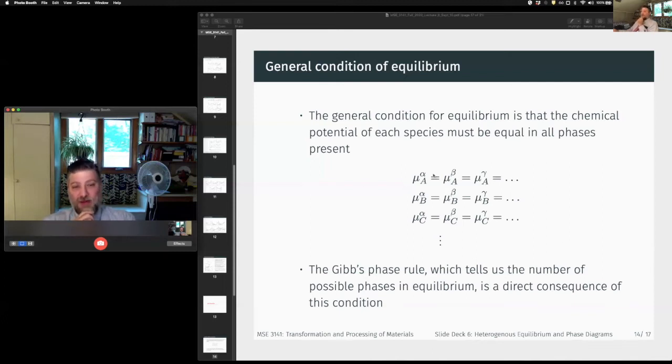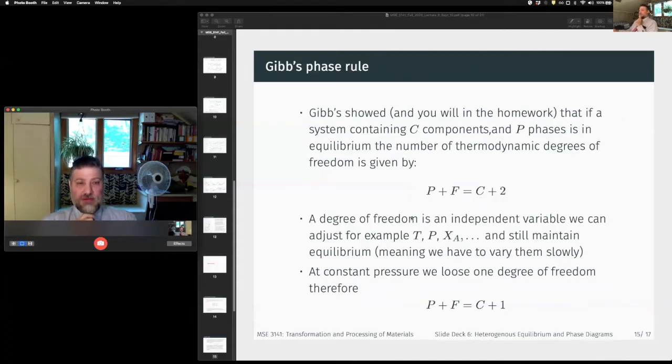But from this definition of equilibrium, we can get to the Gibbs phase rule, okay? And it's not that hard to do, but Gibbs doing it the first time was a bit of a stroke of genius. Gibbs showed, and you will do this in the homework coming up, that if a system contains C components and P phases in equilibrium, then the number of thermodynamic degrees of freedom is given by this really simple equation: P plus F equals C plus 2.